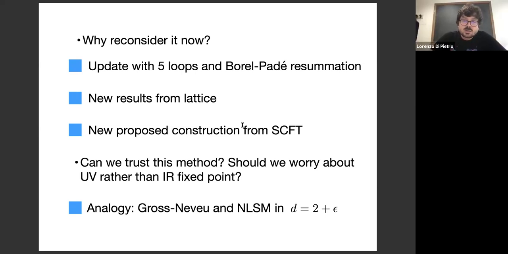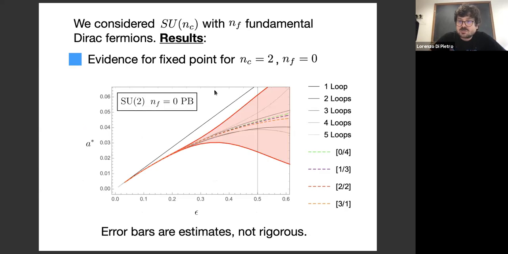Okay. So now I decided to present the thing in this order. First I will show you the result, and then I will tell you the technical details. But of course, if it's not understandable, I can also invert the order. So what we did is that we considered SU(N_C) gauge theory with N_F fundamental Dirac fermions.